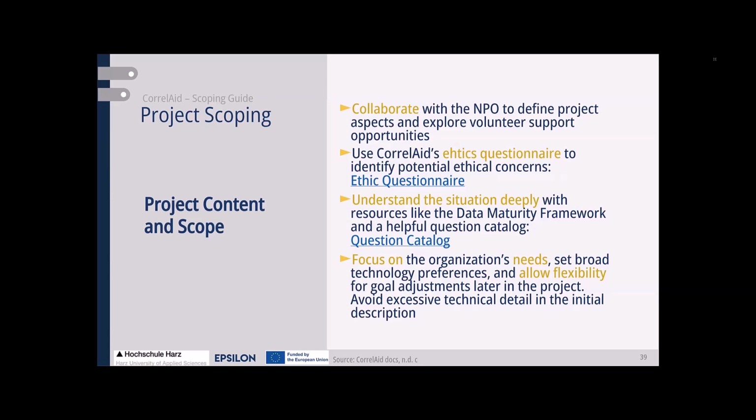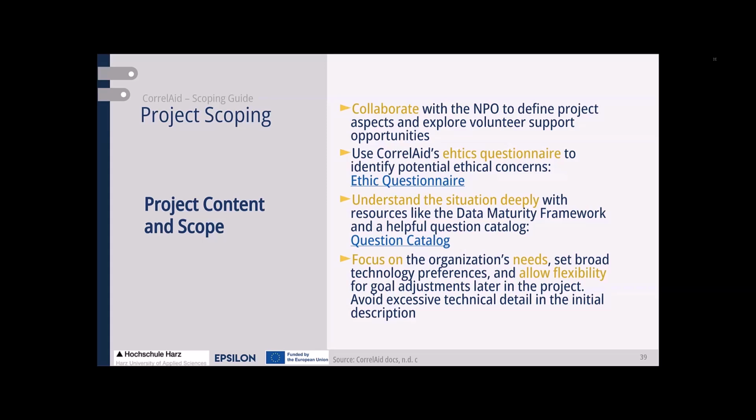If you apply the data maturity framework that was presented some slides ago, it helps you to understand the other side, the organization, so the situation the organization is in. And then, based on those two questionnaires, you should focus on the organization's needs.